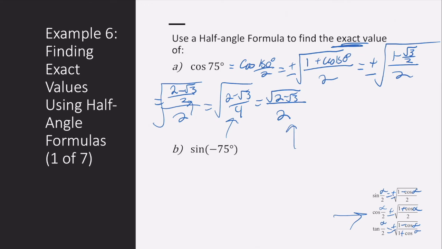So this is our final answer, except first I need to figure out, is this plus or minus? In what quadrant is 75 degrees? Well, 75 degrees is in quadrant 1, where cosine is positive. So our answer is going to be positive the square root of 2 minus the square root of 3 over 2. And I know we're taking the square root of a square root, but that's okay. That's something we can actually do mathematically and continue to get an irrational number.